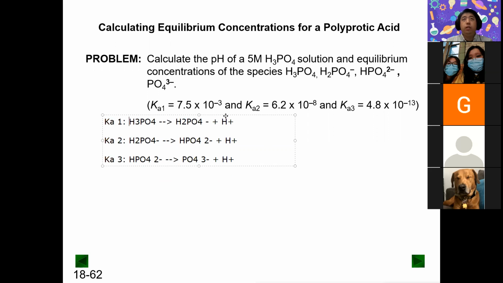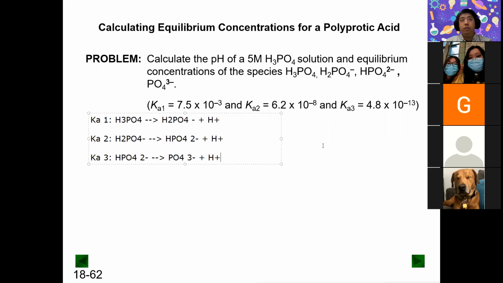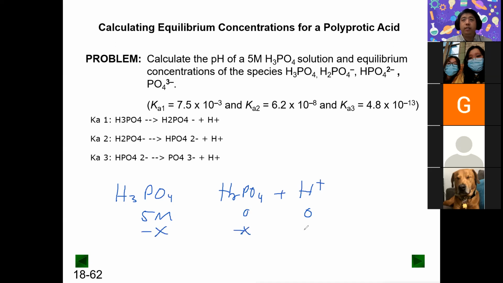Okay, so I'll leave this here for now. We will revisit some of these. So let's start with our very first one, okay? I have H3PO4, and then I know that I am changing it into H2PO4 minus, and then H plus. Okay, this starts with 0 and 0. My initial concentration was 5 molar. Since this side is 0, I do plus x, plus x. So this on the left side becomes 5 minus x, and x and x. Any questions on that so far?